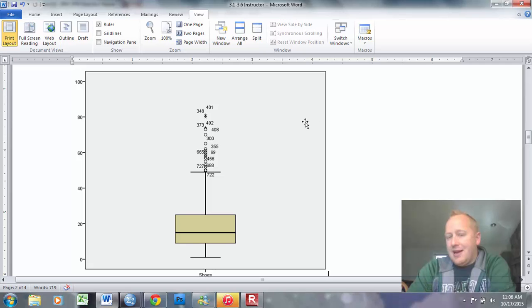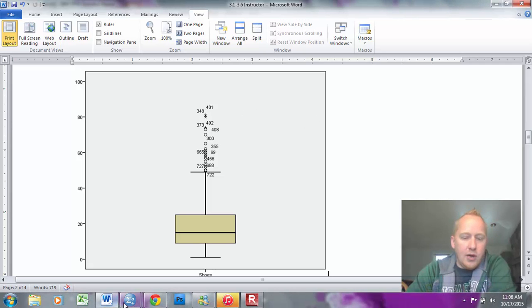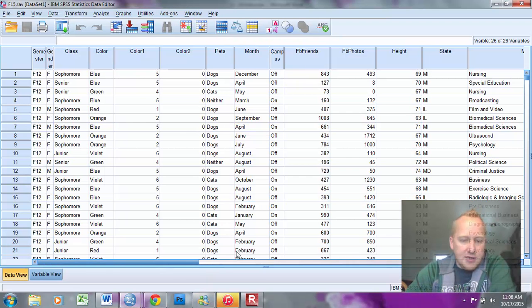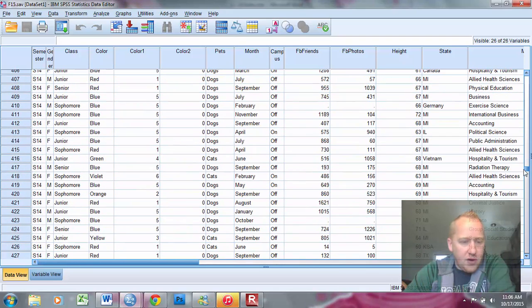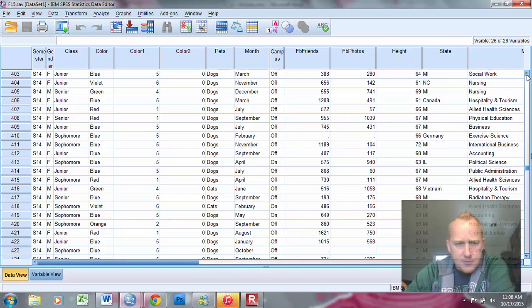A common question that I get then is, well, what does that 401 mean? Well, what it means, if I go back to my data set, if I scroll down to row 401, oops, too far.